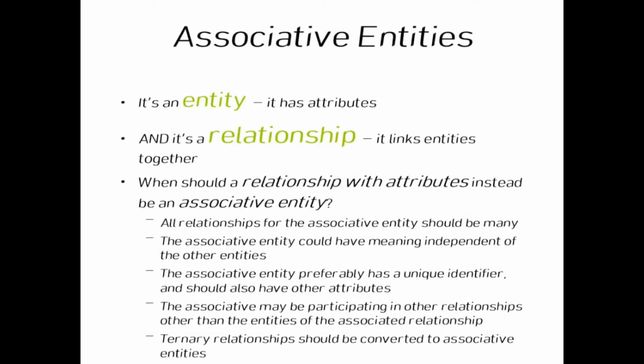When should a relationship with attributes instead be an associative entity? All relationships for the associative entity should be many. The associative entity could have many independent of the other entities. The associative entity preferably has a unique identifier and should also have other attributes. The associative entity may participate in other relationships other than the entities of the associated relationship. Ternary relationships should be converted to associative entities.